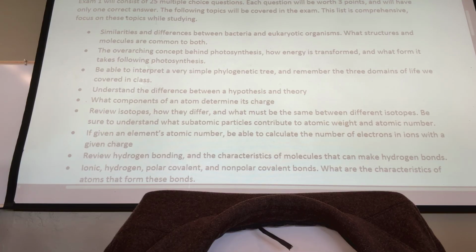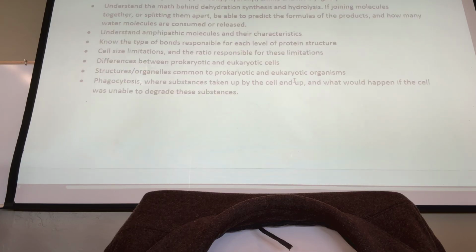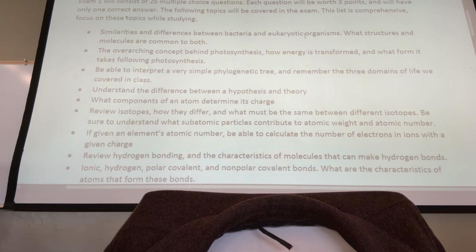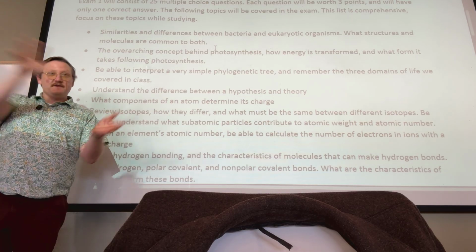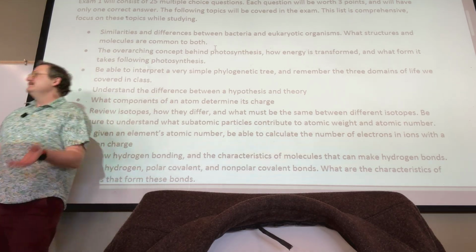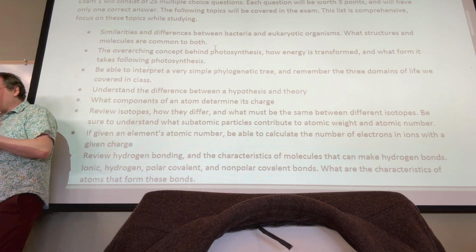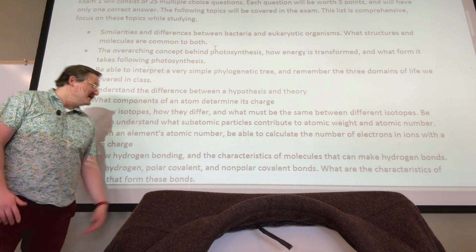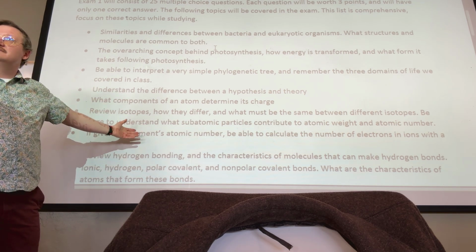There are 25 multiple choice questions, and there are about 25 bullet points here. So, similarities and differences between bacteria and eukaryotic organisms: what structures and molecules are common to both? It's a little broad. It's meant to make you review that entire topic. Filling out the study guide is part of your learning experience in the course. This is what the study guides always look like.